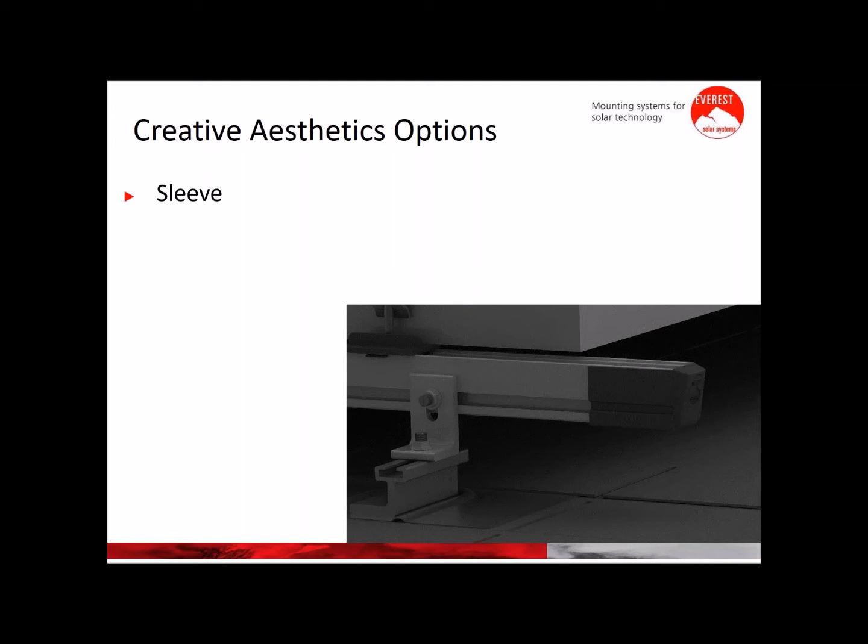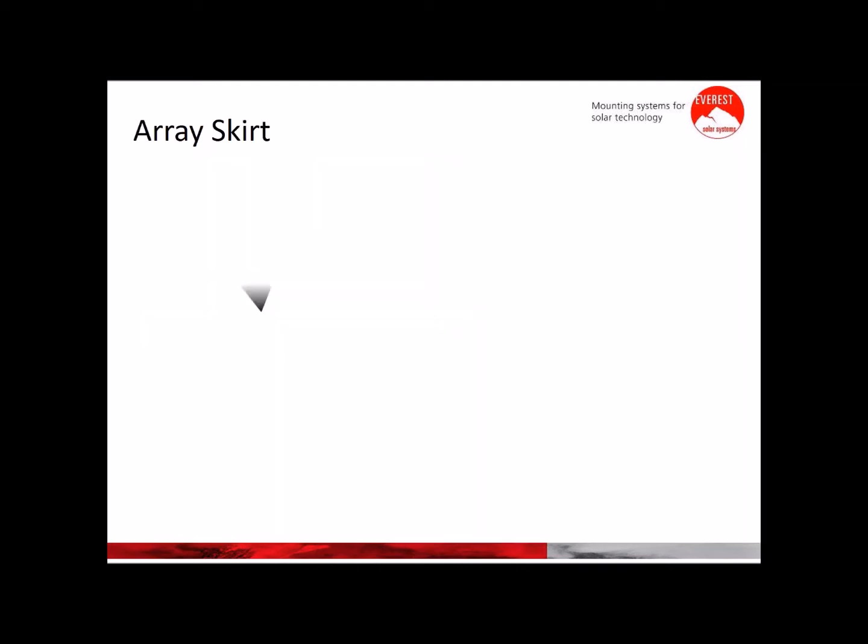Another option that we have with the system is that you can cut the rail flush to the array, that way the end of the rail would be hidden. And we have the end caps to hide the end of the rail, as you can see in the picture. And we also have an array skirt that I will explain in the following slide.